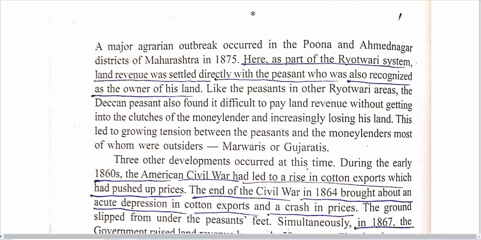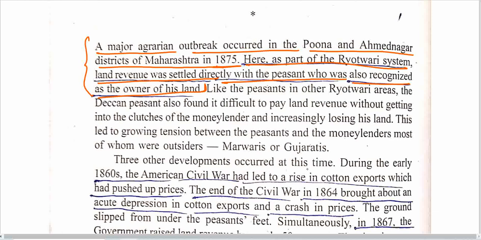A major agrarian outbreak occurred in the Pune and Ahmednagar districts of Maharashtra in 1875, part of the Ryotwari system. Land revenue was settled directly with the peasant, who was also recognized as the owner of the land. So this will also be important. What are the features of the Ryotwari system? The peasant was the owner of the land.